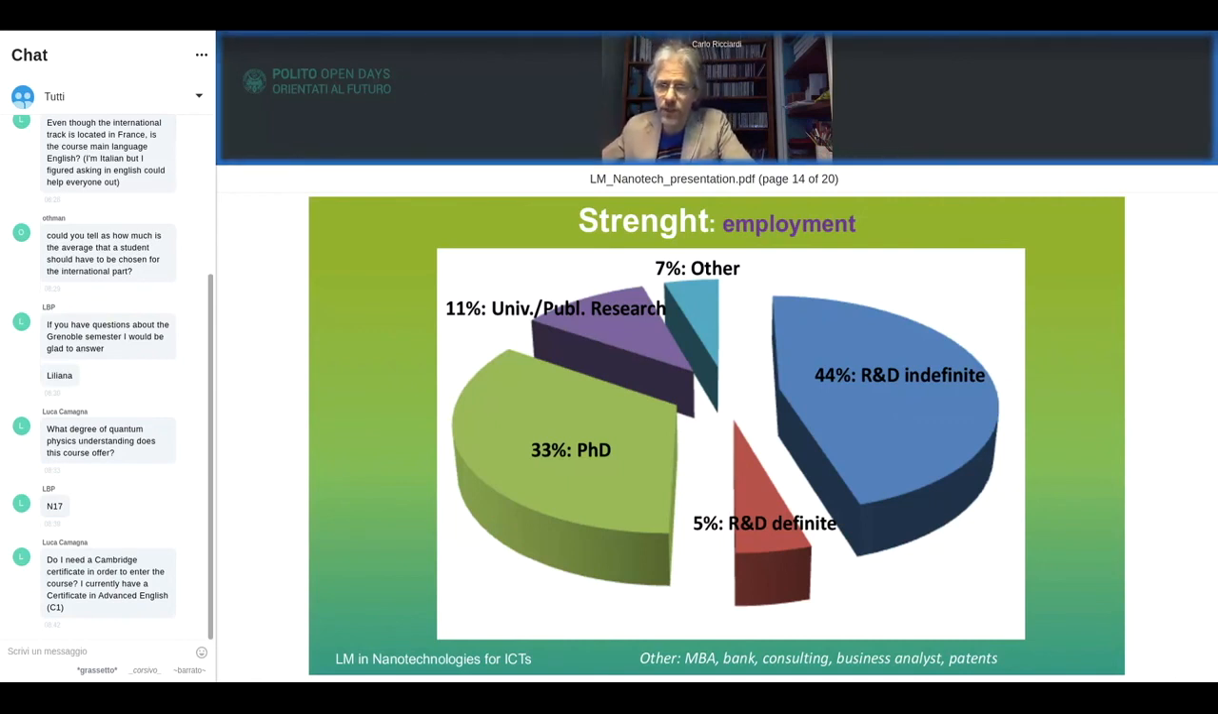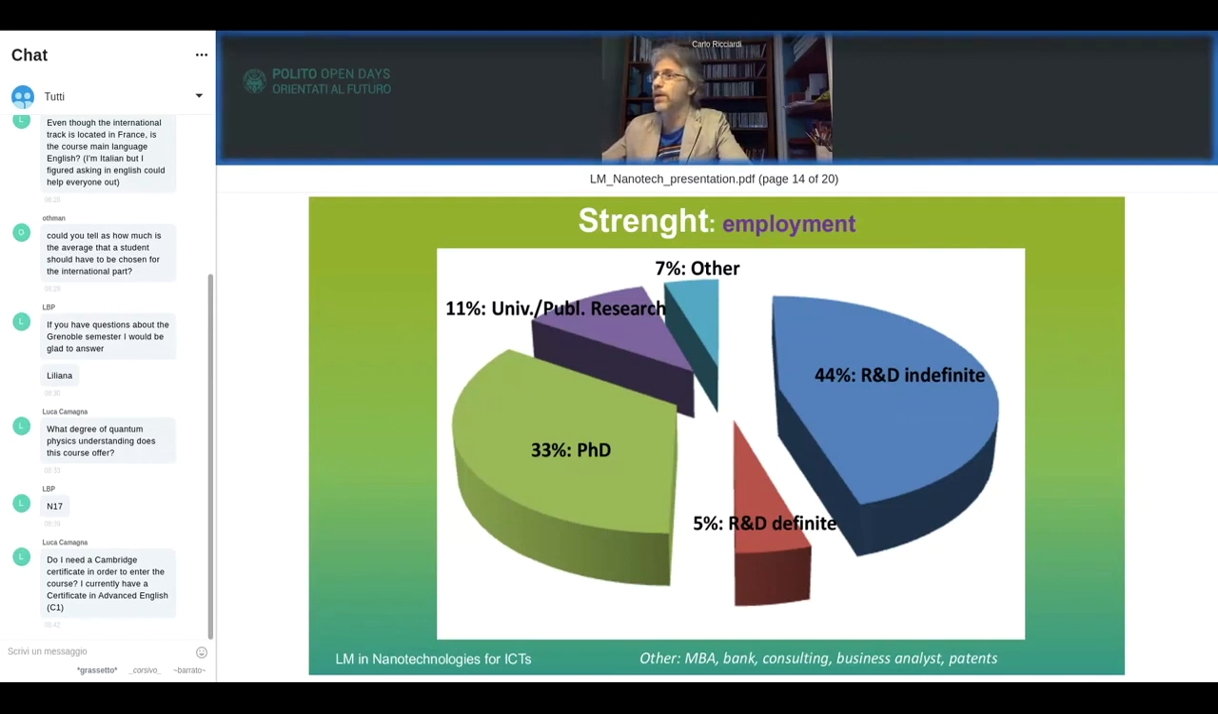Do I need a language certificate in order to enter the course? Okay, C1 is absolutely very good. You normally need B2, but this year you have time up to June 2021 to take the certification because of this problem of coronavirus. We extended the deadline, so the minimum level is B2.